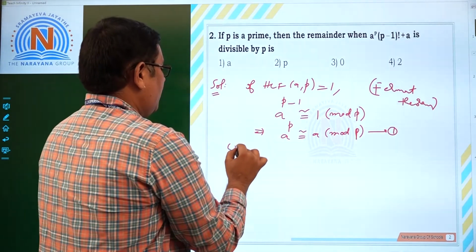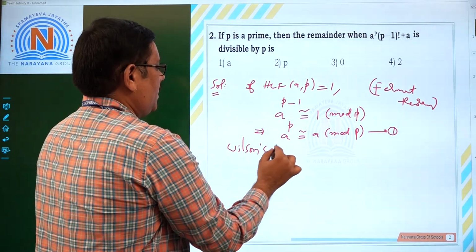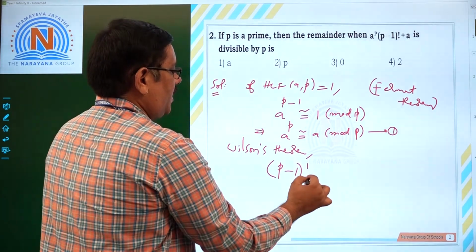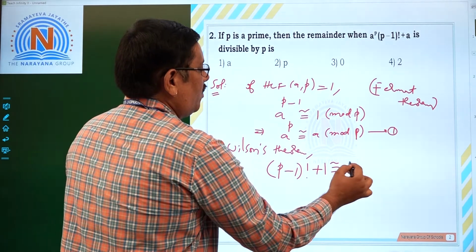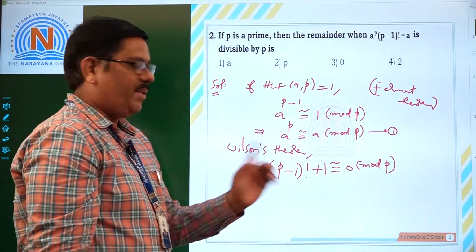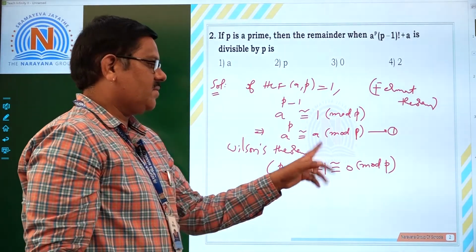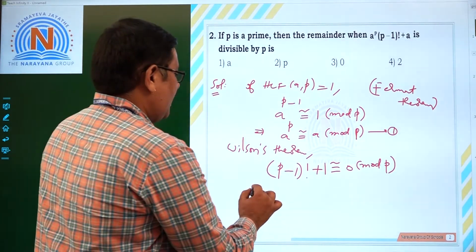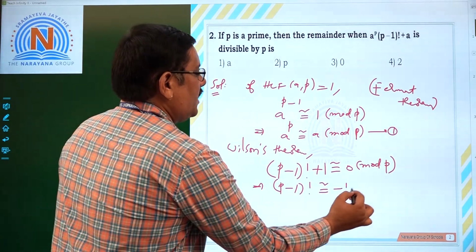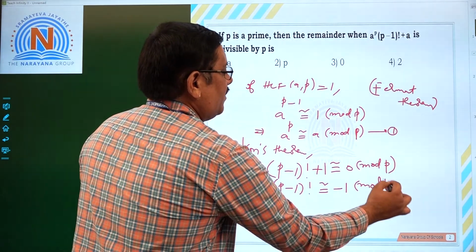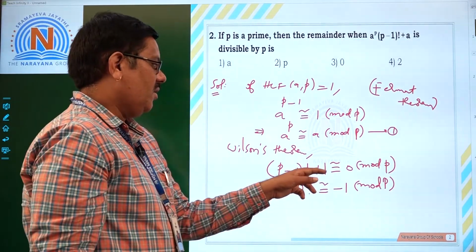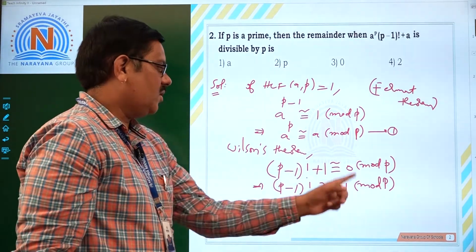If you take Wilson's theorem, what is that? P minus 1 factorial plus 1 is congruent to 0 modulo P, if P is a prime number. That is otherwise P minus 1 factorial is congruent to minus 1 modulo P. If you take plus 1 to the other side, or you add minus 1 on both the sides, this is what we are going to have.